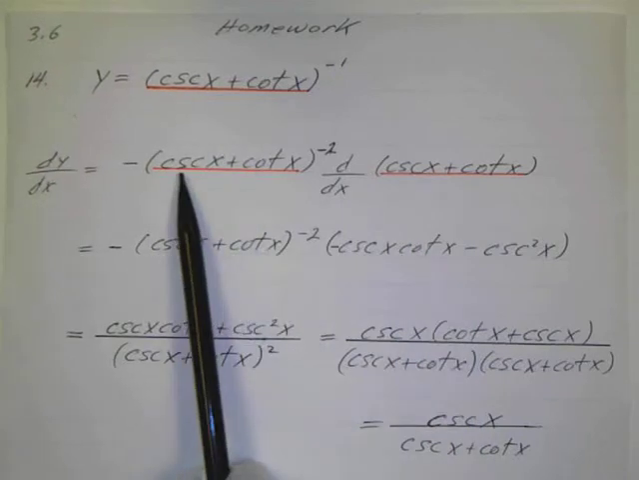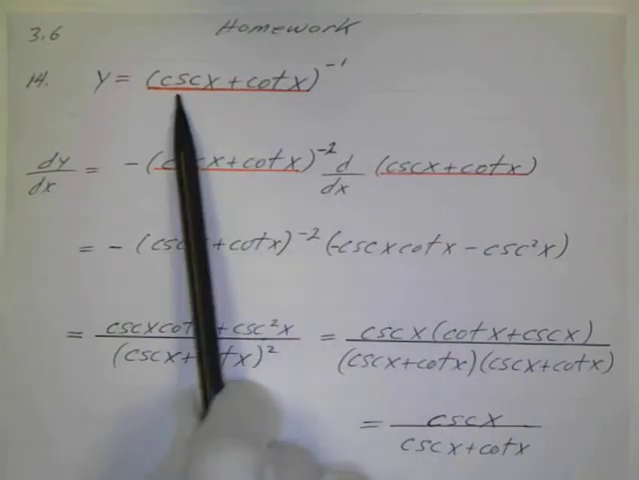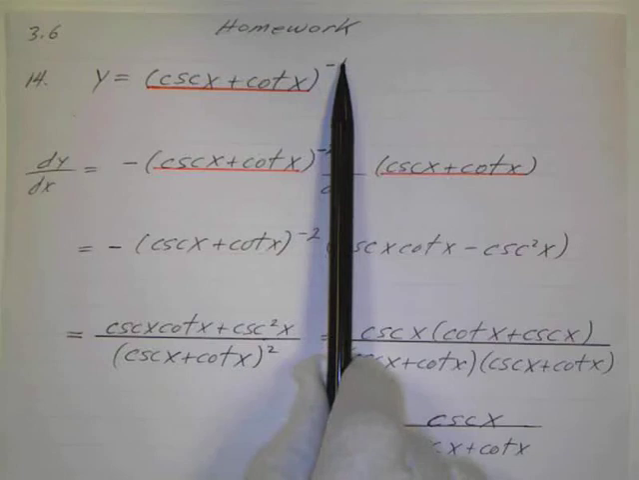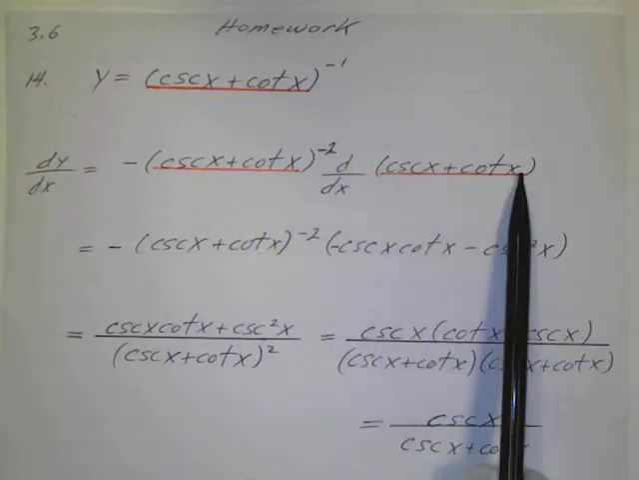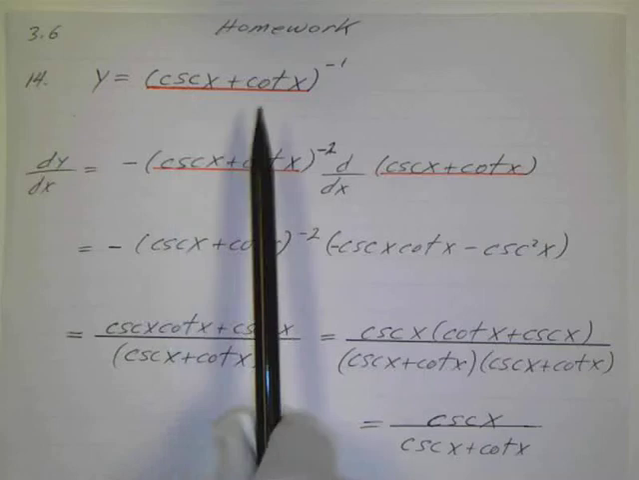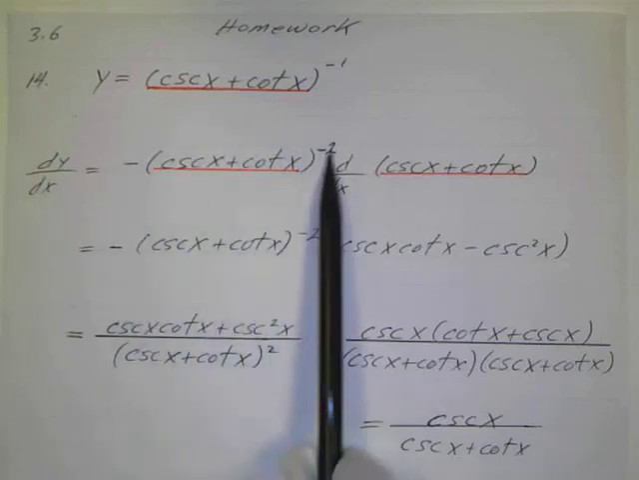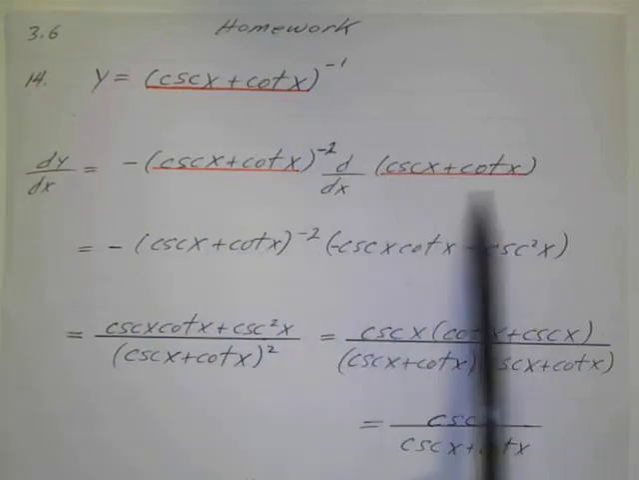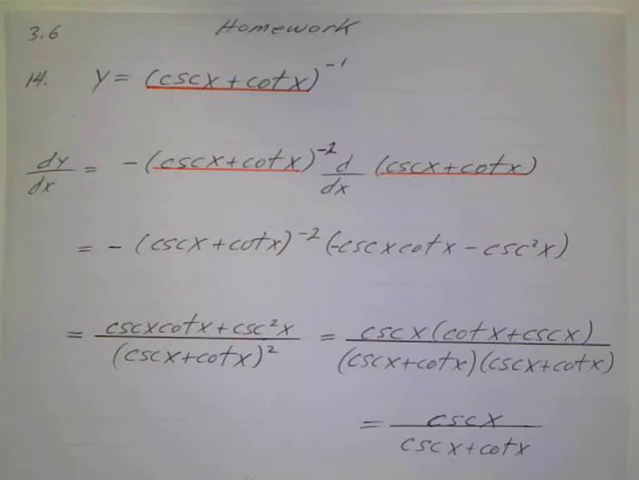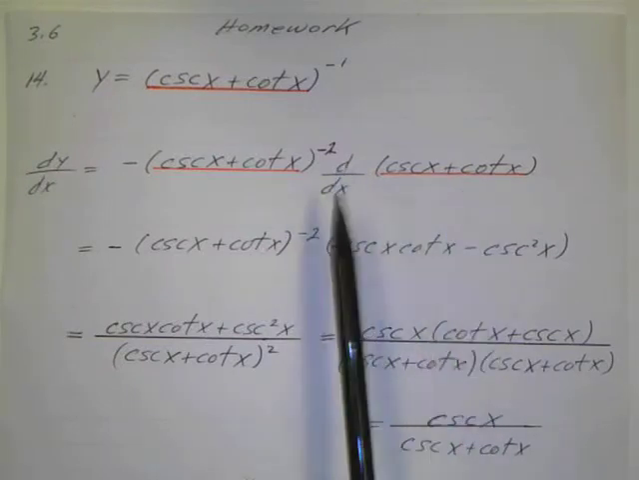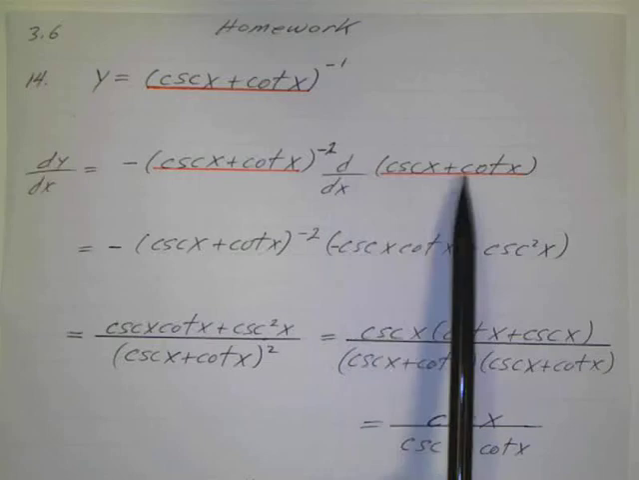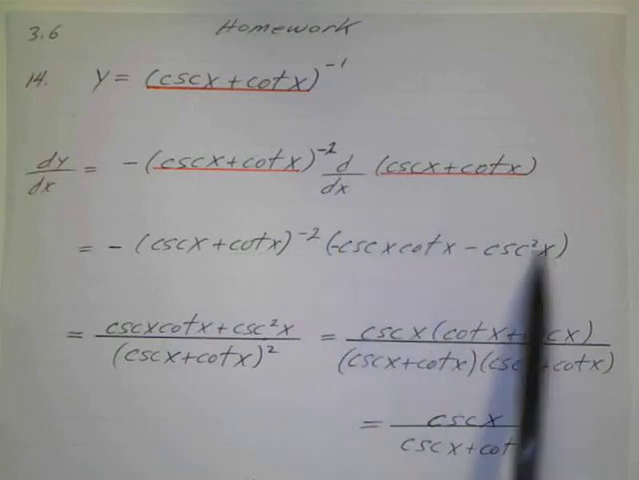And I've underlined in orange the inside function. So this is the inside function. So we take the derivative of the outside function, leave the inside function alone, and then take the derivative of the inside function. So this is like the f prime of x, and this is like the g prime of x in our chain rule. And then we take the derivative of this. So again, we write the dx.